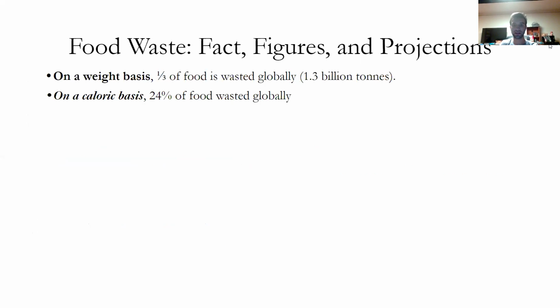So here are some facts, figures, and projections. On a weight basis, a third of the food is wasted globally. So 1.3 billion tons. Just think about that for a minute. On a caloric basis, that's 24% of all food wasted globally, which there's a lot of hungry people that could be going to.